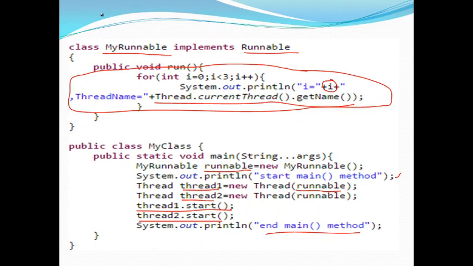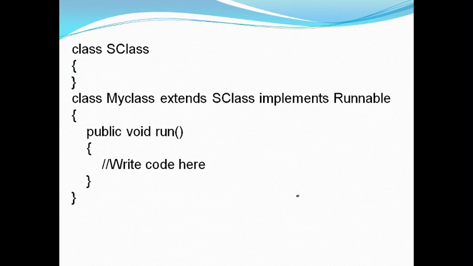What is the unnecessary work you are doing? See this program: here we are implementing the Runnable interface, and again we are creating an object for the myRunnable class, and that object we are again passing to the Thread class. So unnecessarily we are doing so many activities. Why is this required? What is the main reason behind it? Let me explain.